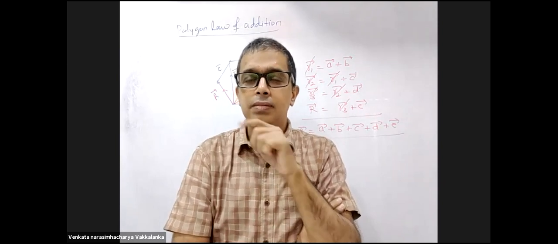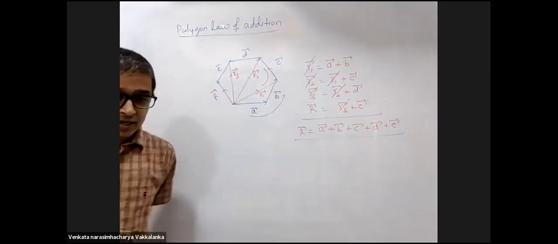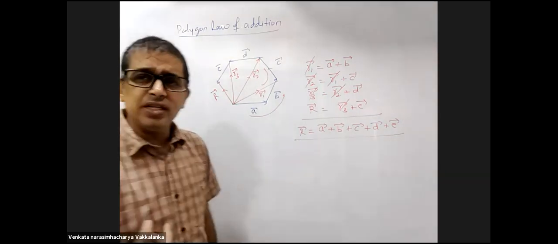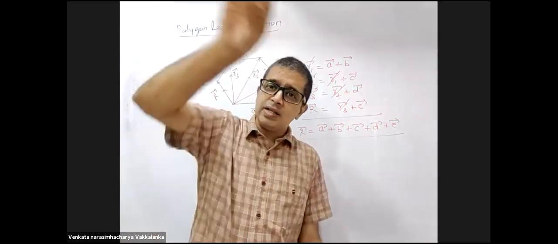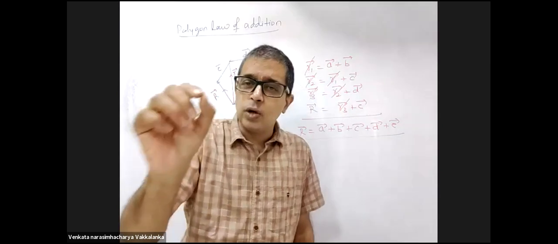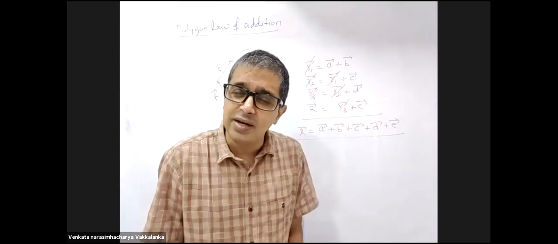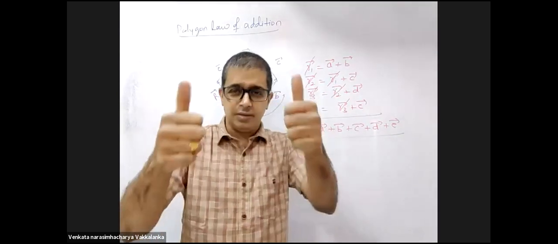Should we draw that figure, sir? Now draw the figure and write this. Now, just for my info, if n vectors are represented as n sides of a closed polygon, what is the resultant? Zero.